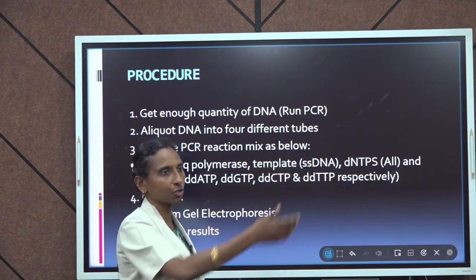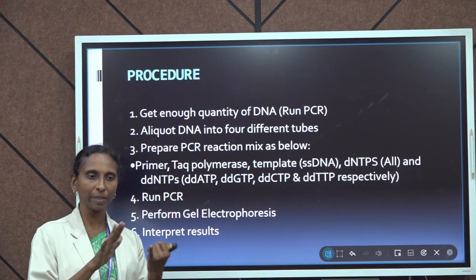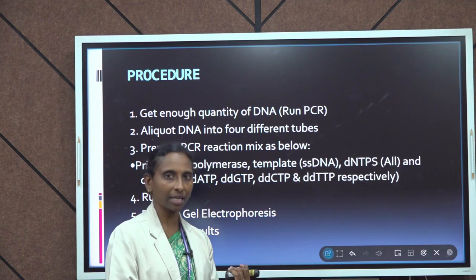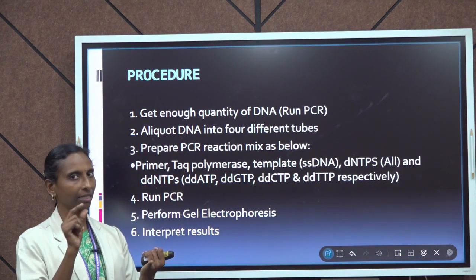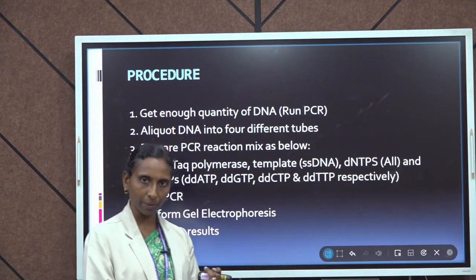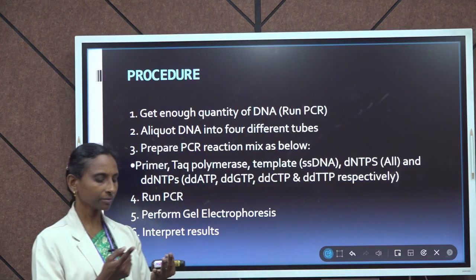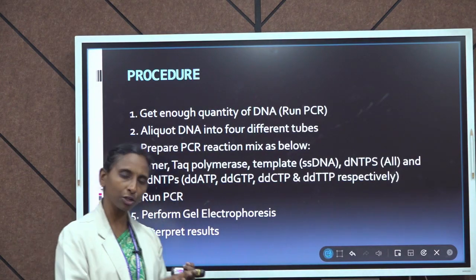In each of these tubes, we will add the regular PCR mix, that is, we will take the template DNA, that is the DNA that has to be sequenced. We will add the primers, forward and reverse primer. Then we will also take the regular dNTPs.